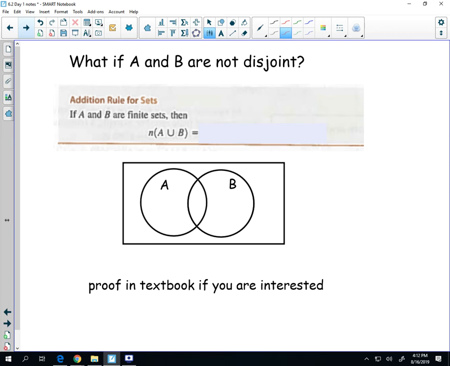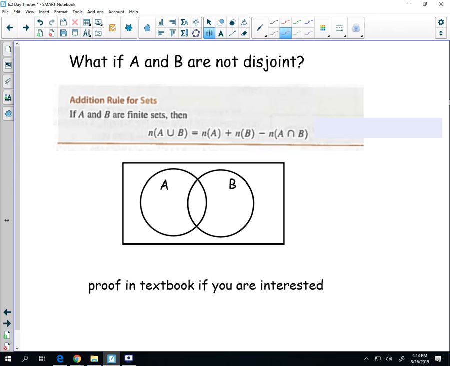What if A and B are not disjoint? Remember that disjoint means they have nothing in common, so if they're not disjoint, they're going to overlap. You have to be really careful when finding A union B, because you don't want to count what's in the middle twice. One way to think about it is to take the number of elements in A plus the number of elements in B, but then subtract out the number of elements in A intersect B, because otherwise you're counting it twice.